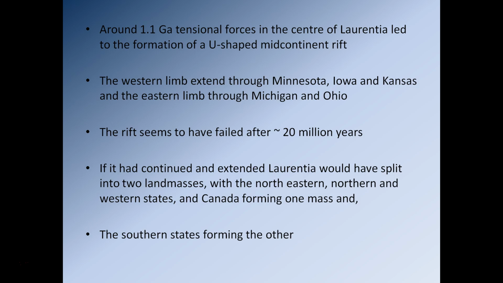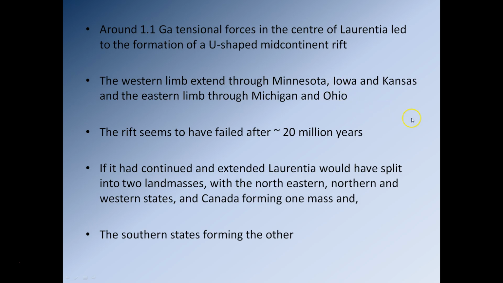So we begin to see that this area undergoes extension, and we start seeing the formation of a mid-continental rift, a little bit like the modern East African Rift Valley. The western limb of this rift extended through Minnesota, Iowa, Kansas, and the eastern limb extended through Michigan and Ohio.